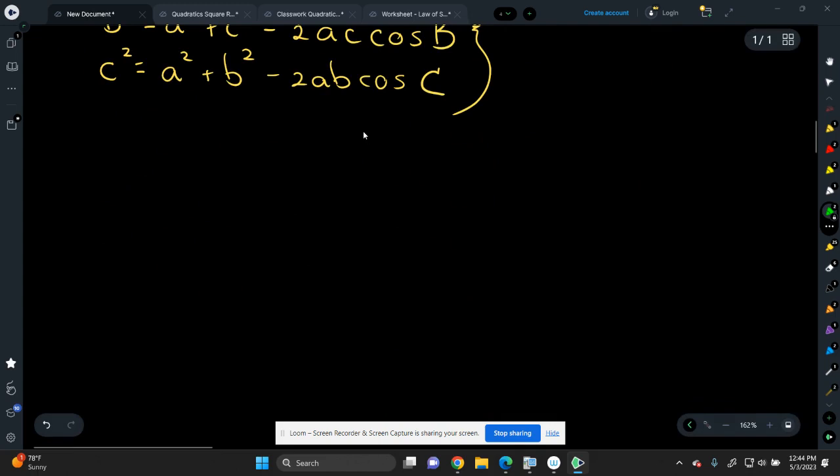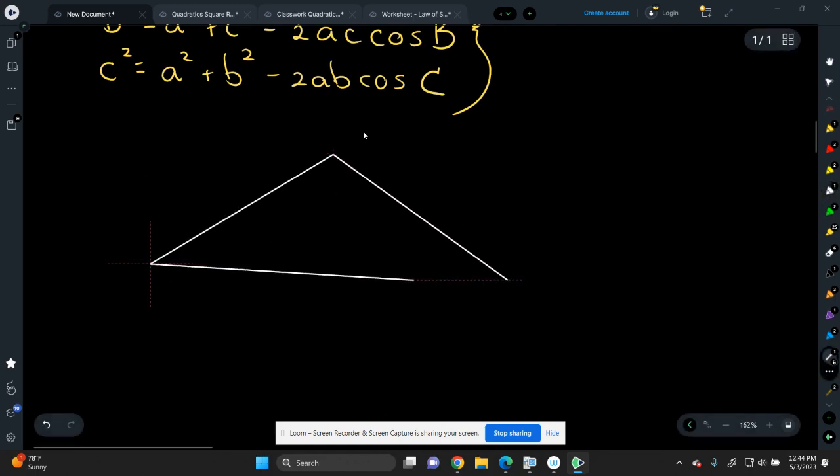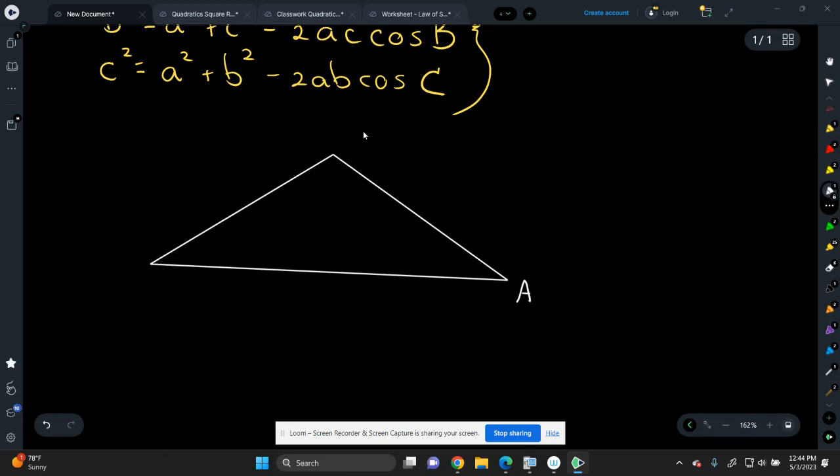Okay, so let's look at an example. Let's say that we have this triangle. We're going to call this A. So side A is going to be 8 feet. And we've got B, and side B will be 19 feet. And C, so side C will be 14 feet. Let's find the angles for this triangle.